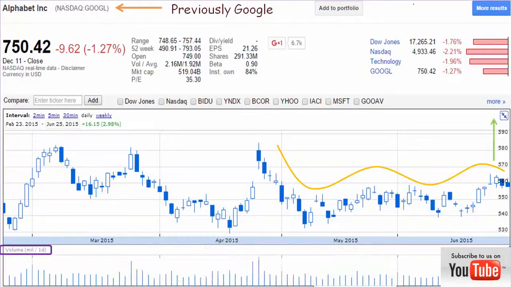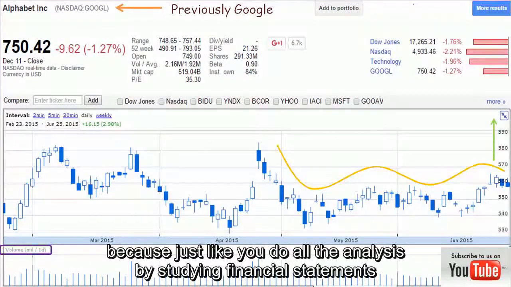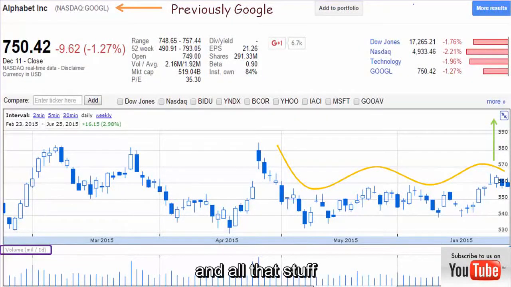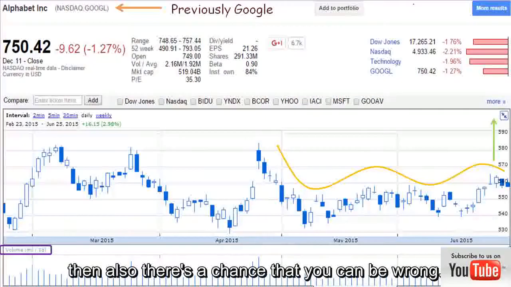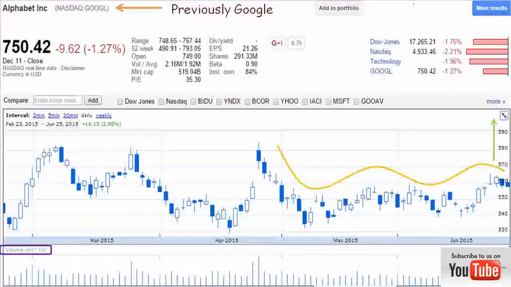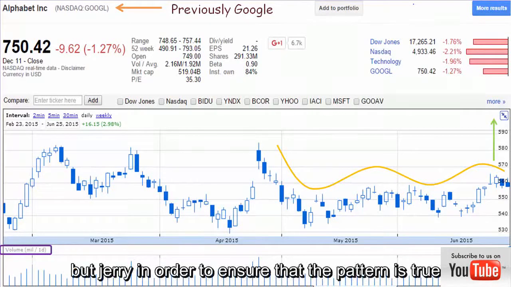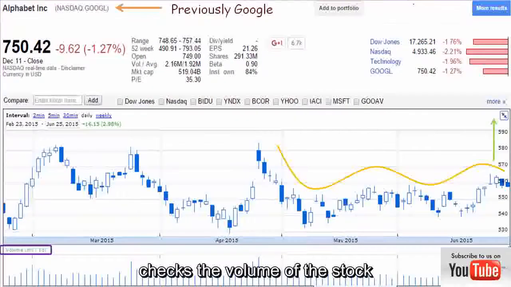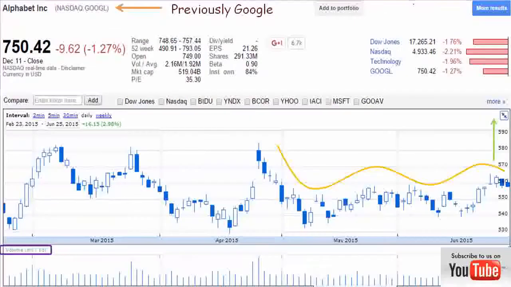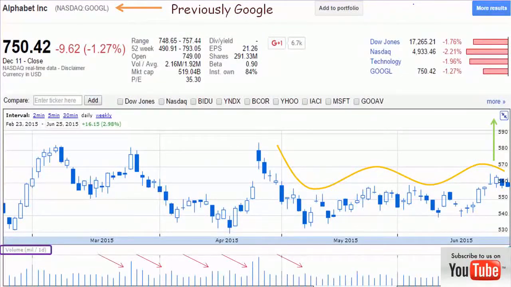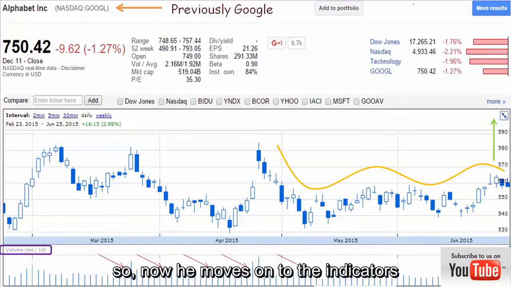Just like when you do analysis by studying financial statements and all that stuff, there's a chance that you can be wrong, similarly, chart patterns can also be wrong. But Jerry, in order to ensure that the pattern is true, checks the volume of the stock, which is going accordingly. So now he moves on to the indicators.